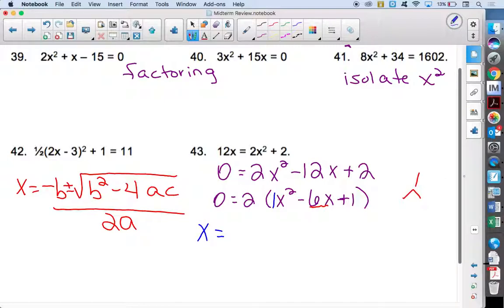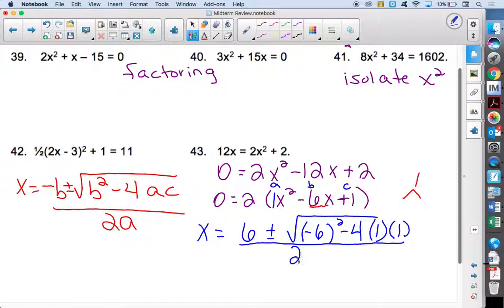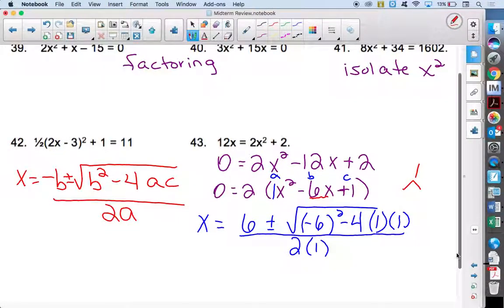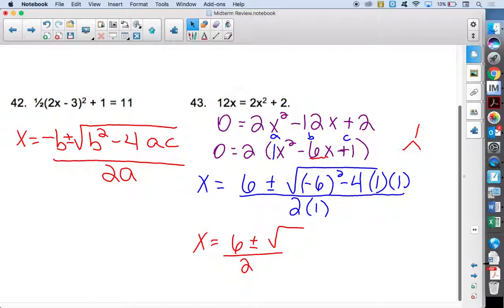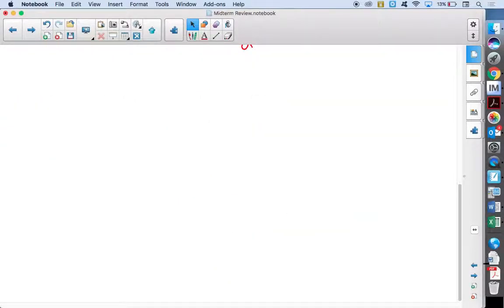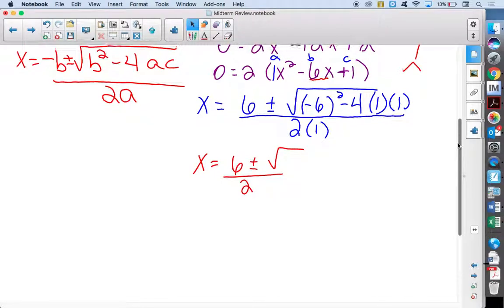So a, b, c, they're in order. b is negative 6, but the formula says negative b, so that turns into a positive 6. And then it says b squared, so negative 6 squared, and then minus 4. And then a is a 1, c is also a 1. You're dividing that by 2a, or 2 times 1. So underneath the radical, you have negative 6 squared minus 4 times 1 times 1.